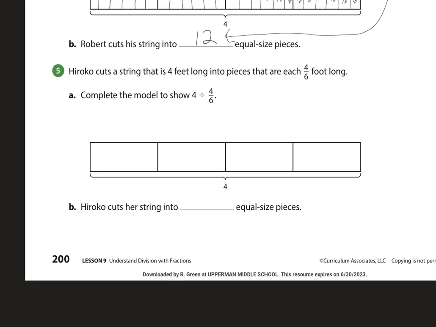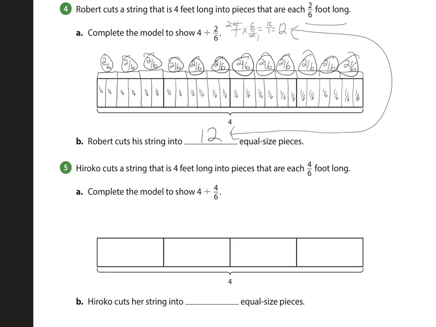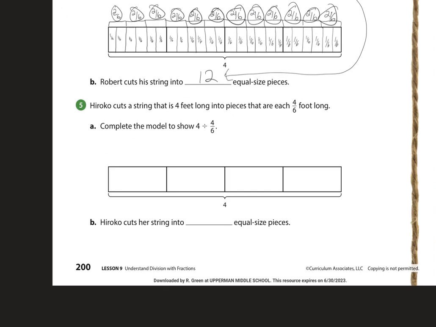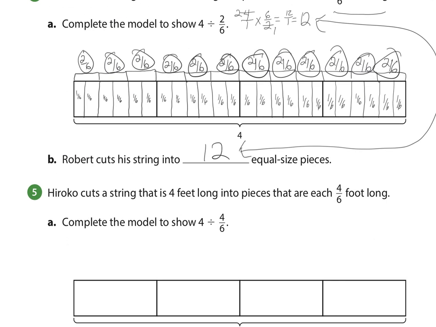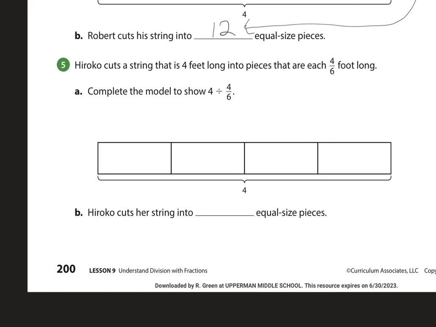Let's go down here to number 5. Hiroko cuts a string that is 4 feet long into pieces that are each 4/6 foot long. Complete the model to show 4 divided by 4/6. And again, I'm going to hit pause. I'm going to divide it up just like I did this one. And when I come back on the video, you will see the same thing, except for at the top, I will have them grouped into 4/6 instead of 2/6 like the above model.